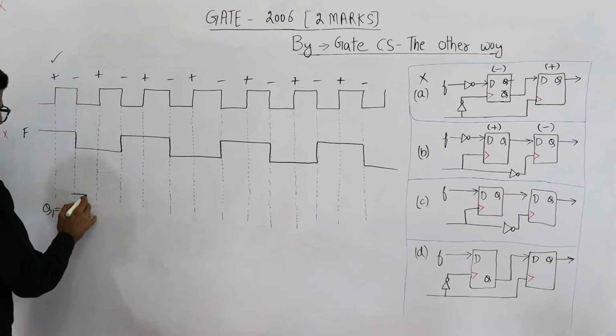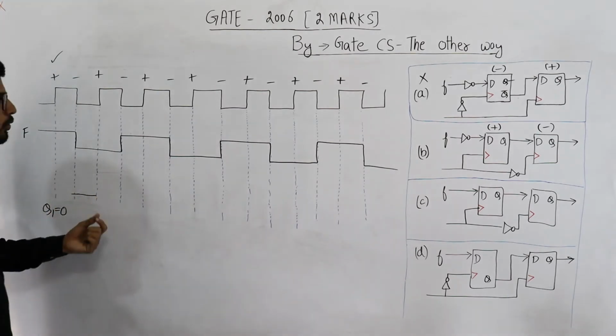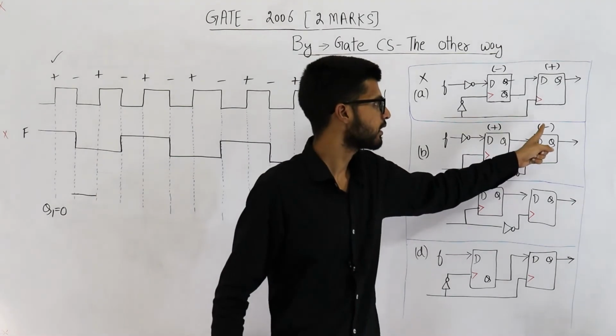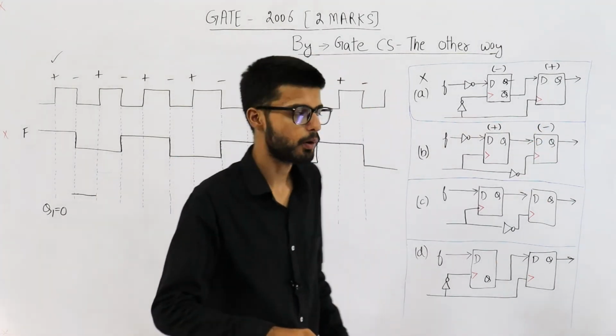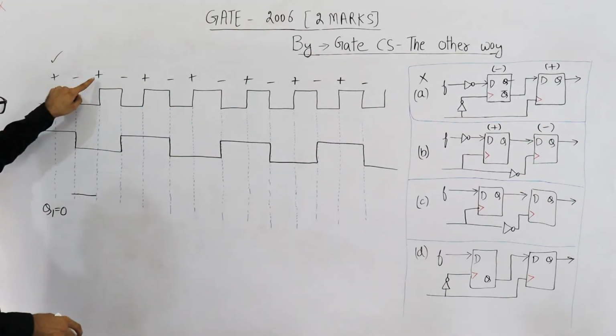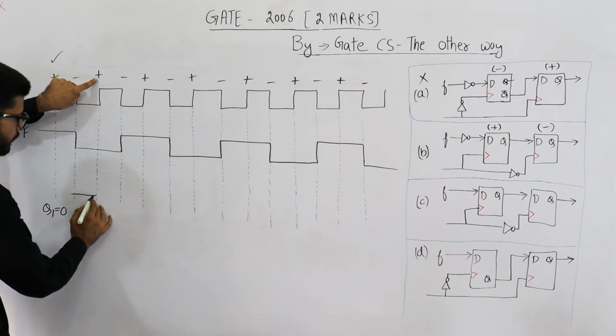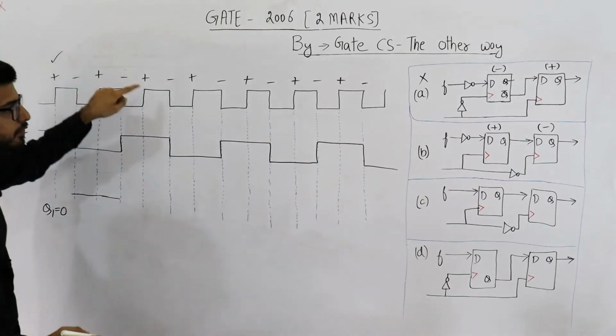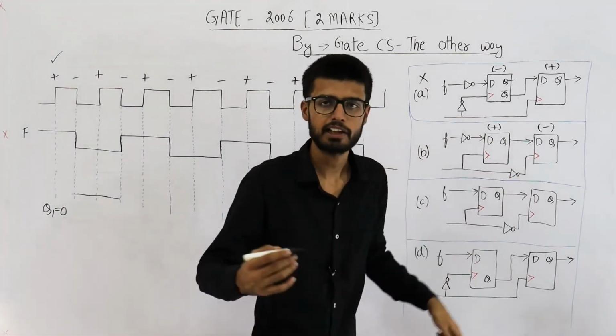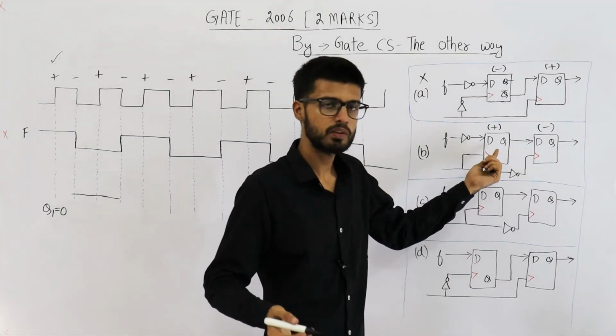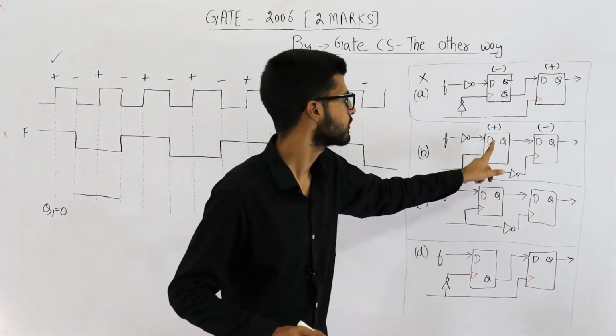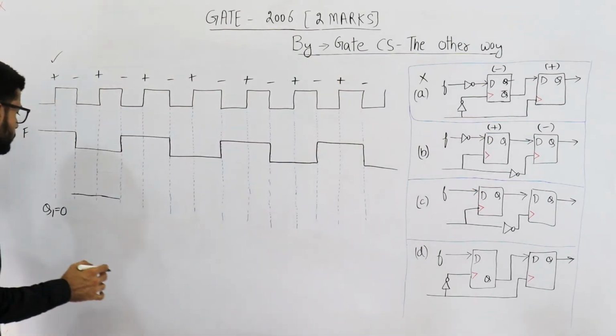So during negative edge, final output is 0. Because this is negative edge triggered, it won't react on a positive clock. Now this is a positive clock. This flip-flop won't react. That means 0 will remain as it is until a negative clock because it is negative edge triggered. Let us see, this one will react on a positive clock. Let us see what will happen to this flip-flop.